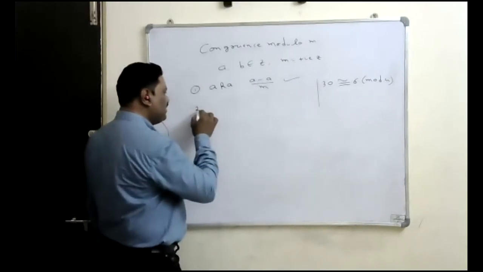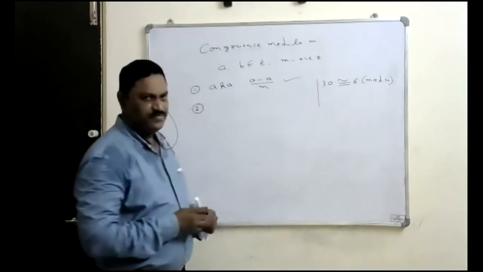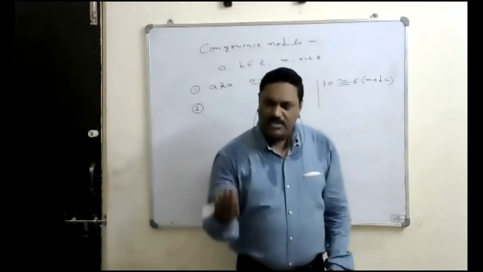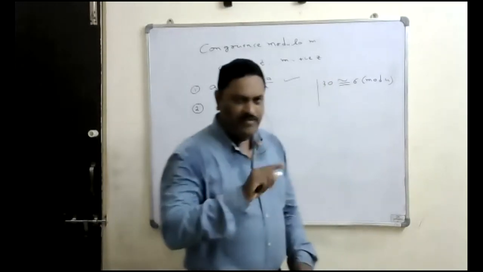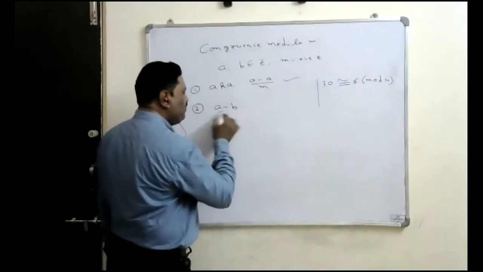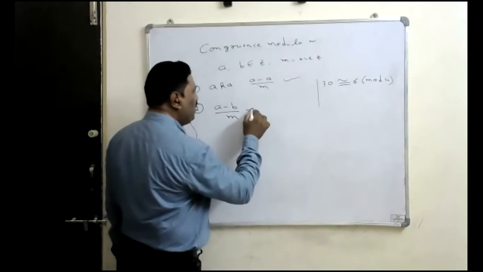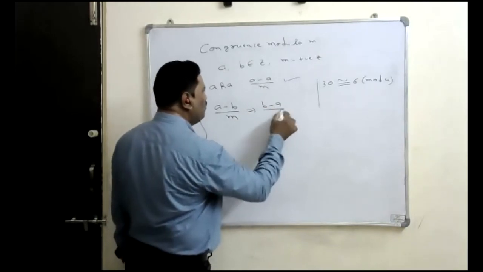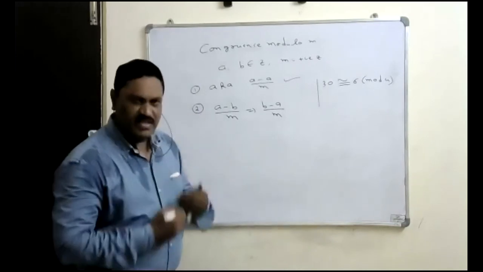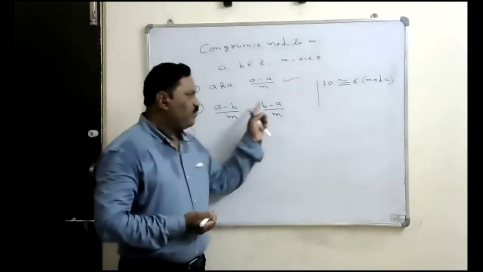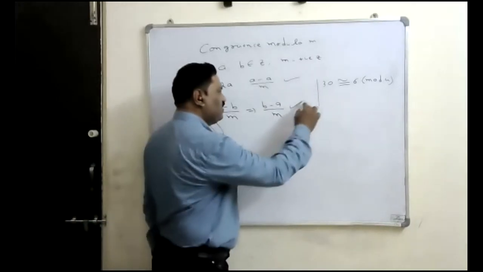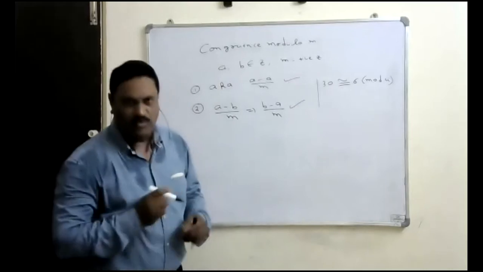Second, we will see whether it is a symmetric relation or not. Symmetric relation means if a is related to b, then b should be related to a. If a is related to b, meaning in this function a minus b is divisible by m, then automatically b minus a is also divisible by m. That's why this is also correct, so it is a symmetric relation also.